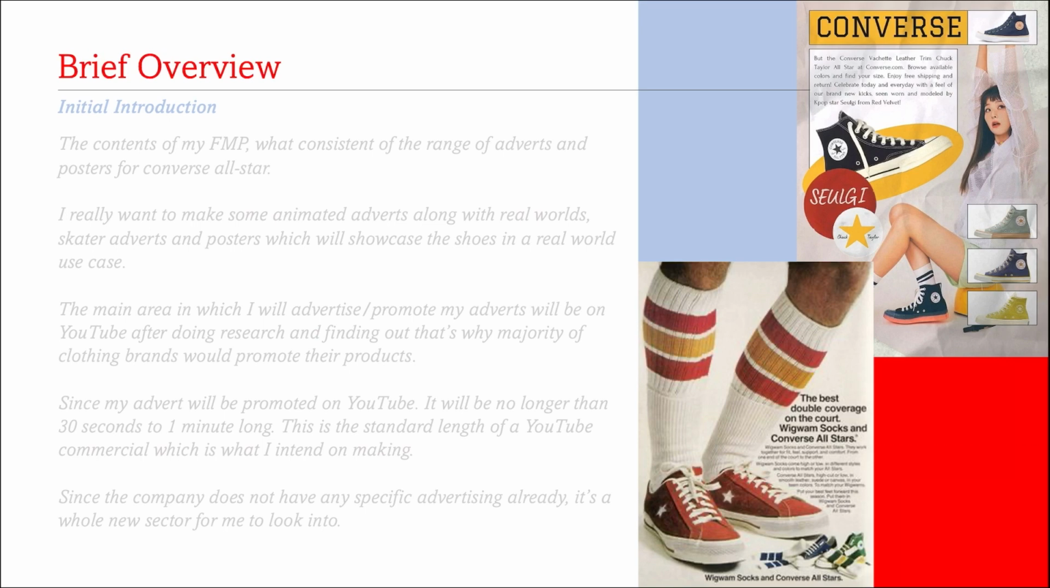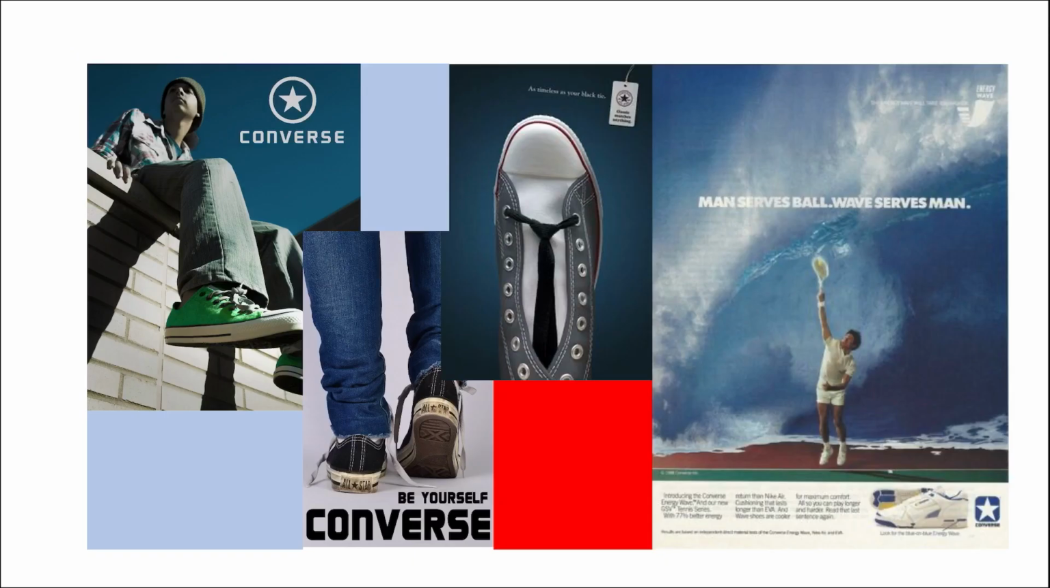So if you're watching clothing brand or clothing videos on YouTube, the majority of the time you'll get a clothing advert beforehand. That means I will be making it about 30 seconds long, so overall there'll be about 4 minutes worth of adverts across the 4 videos that I will be making. After doing some research, I have come to the realization that the company Converse does not have any specific advertising already, which is a whole new sector for me to look into.